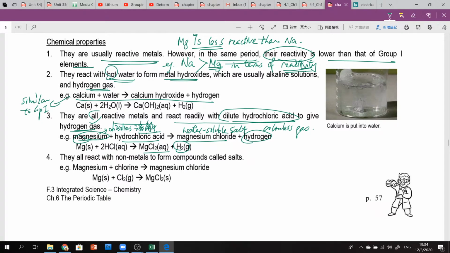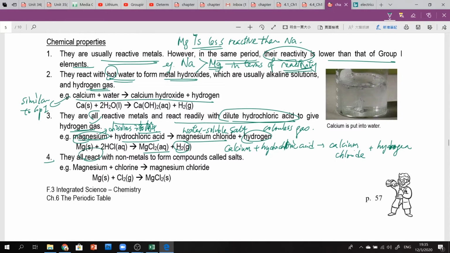Now, you may use a similar equation to work out what will happen if I change the metal from magnesium to calcium, and the acid is the same. Calcium reacts with hydrochloric acid. What you will get is calcium chloride together with hydrogen gas. Very similar chemical property, okay? So what's next is number 4.